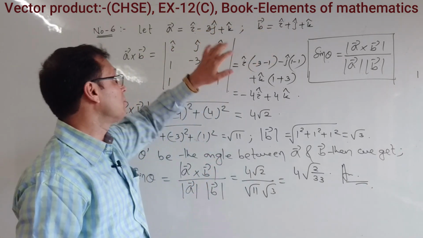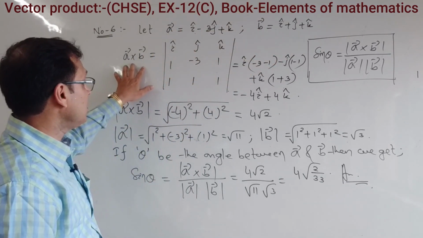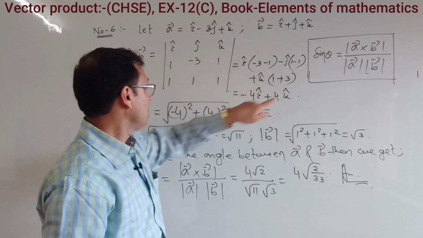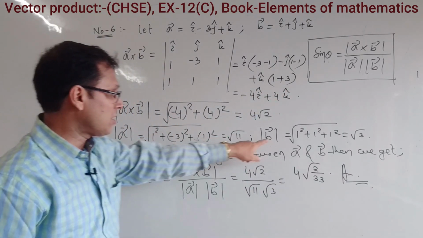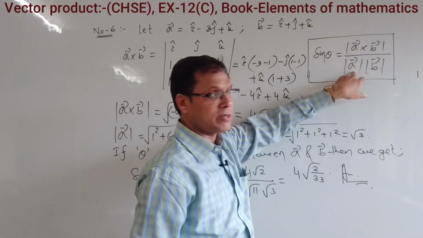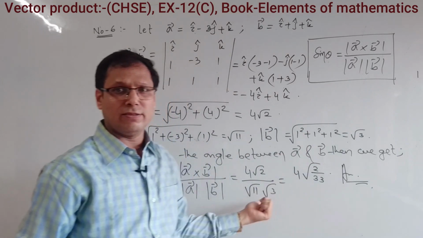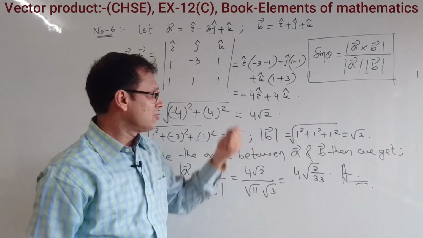Okay, so likewise you can find the sine of the angle between two vectors whose components are given. Suppose vector A is given, vector B is given. First you have to find A cross B with the help of the determinant, then the magnitude of A cross B, then the magnitude of vector A and vector B. Then with the help of sine theta equal to the magnitude of A cross B divided by the magnitudes of A and B, you can find sine theta, that is the sine of the angle between the two vectors. Okay, so make a note.